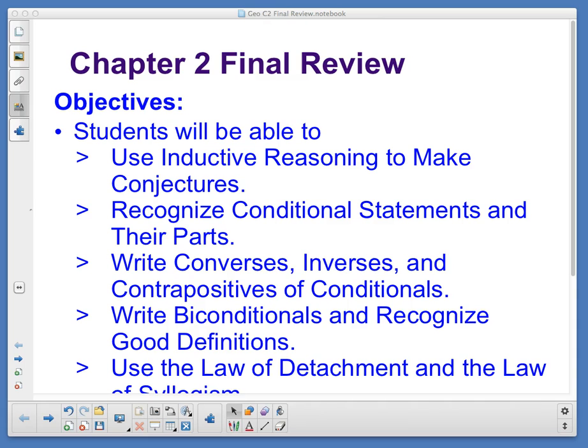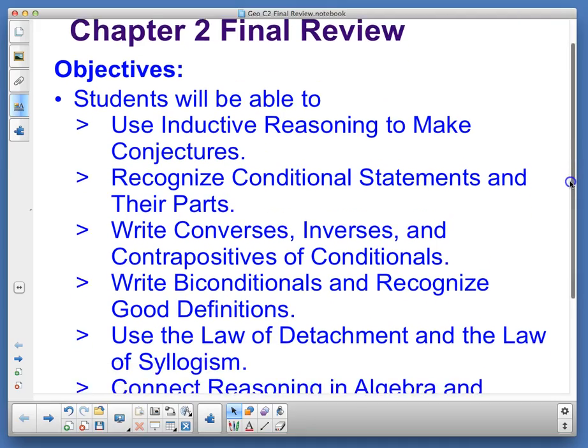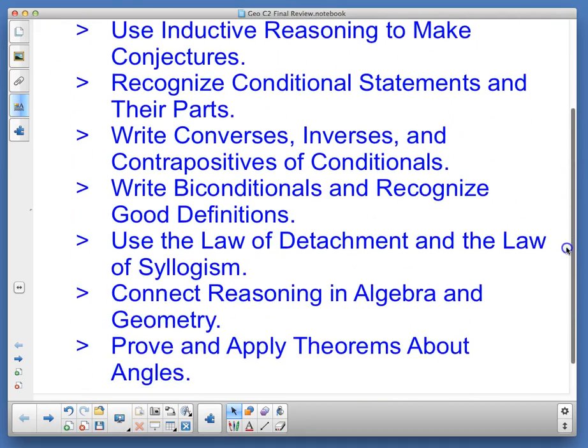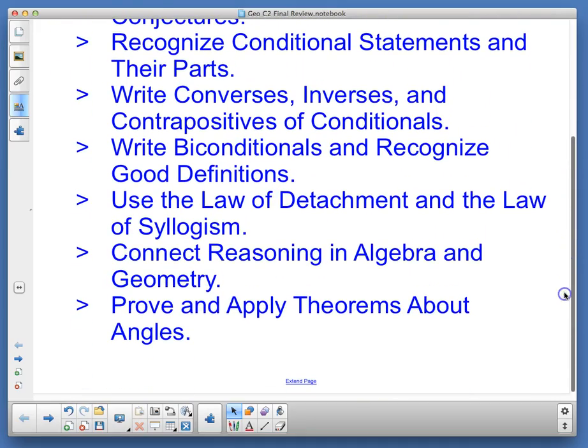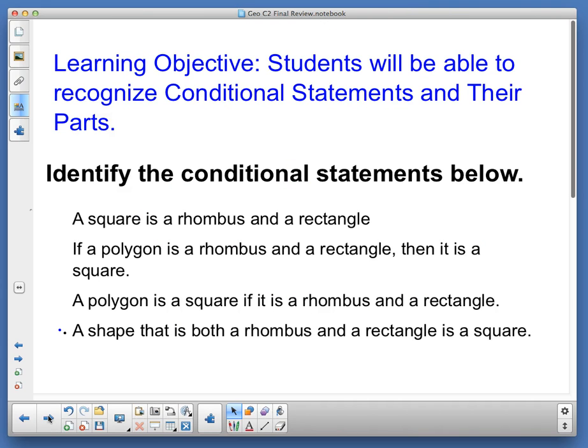The objectives we're looking at are reasoning to make conjectures, recognize conditional statements and their parts, write converses, inverses, and contrapositives of the conditionals, write biconditionals, and recognize good definitions. Use the law of detachment, law of syllogism, connect reasoning in algebra and geometry, and prove and apply theorems about those angles. Now, first thing we're going to get to is if-then statements, okay, our conditional stuff.